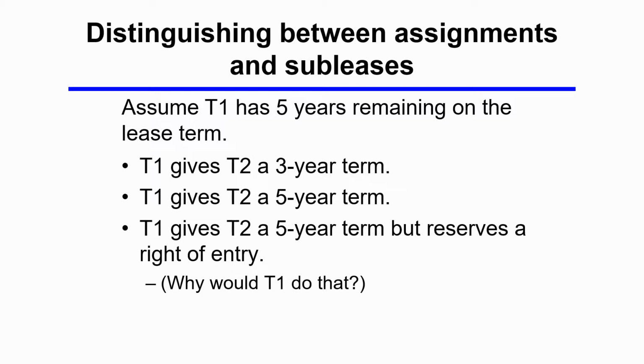Well, the answer is that if T2 fails to pay the rent on the master lease, the landlord might come back and sue T1 for that delinquent rent. And if T1 had to pay that rent, T1 would understandably be very unhappy about it, and T1 might want to take back the lease property and use it for the remaining term of the lease in order to get some economic value to compensate T1 for the loss that T1 incurred by having to pay the rent that T2 really should have paid. Well, that's why T1 might want to exercise a right of entry, but that still leaves us with the original question.